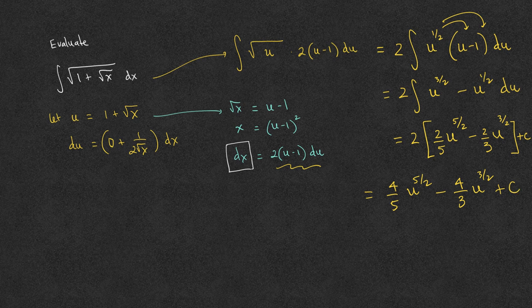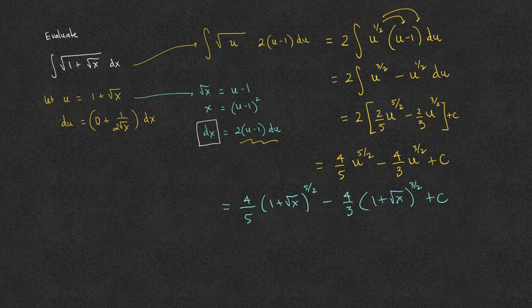plus c. But there's no u in the given integral. U is 1 plus the square root of x, so we substitute u with 1 plus the square root of x. Everything else is the same. 4/5, u is now 1 plus the square root of x. The power stays. Minus 4 over 3, u is now 1 plus the square root of x. The power stays, plus c.